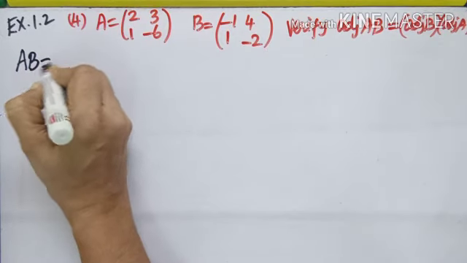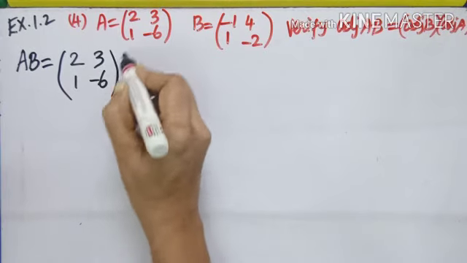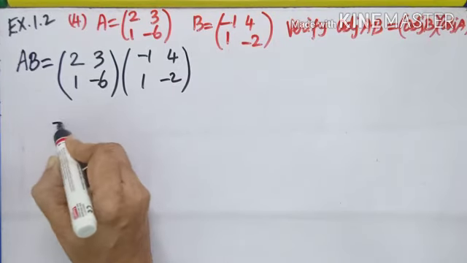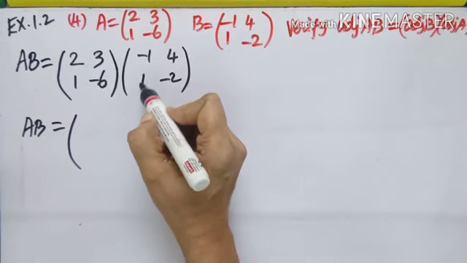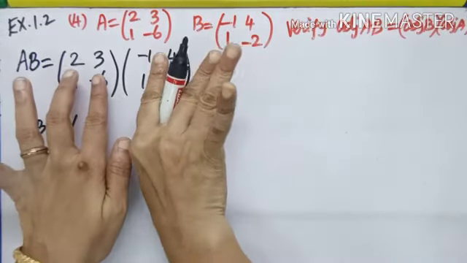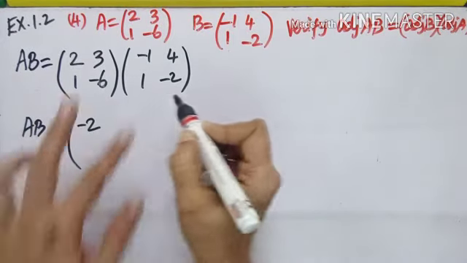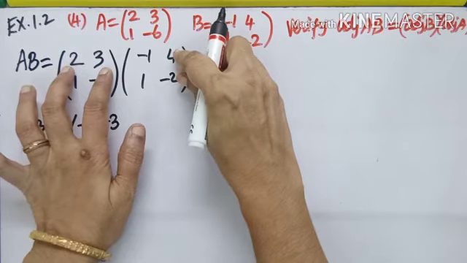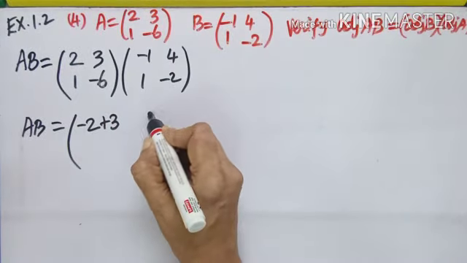How to multiply two matrices? Row by column. First row by first column: 2, 3, minus 1, 1. So we are multiplying this way. 2 into minus 1, 3 into 1. First row by second column. 2 4s are 8, 3 into minus 2, 6.